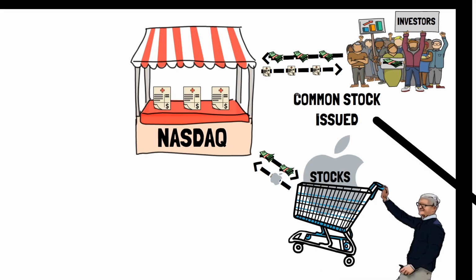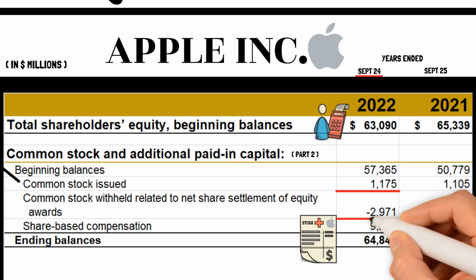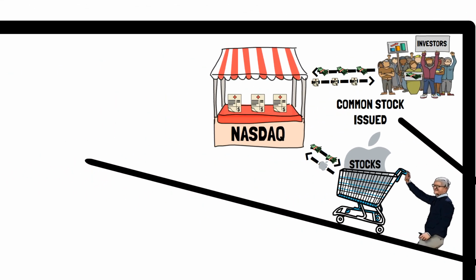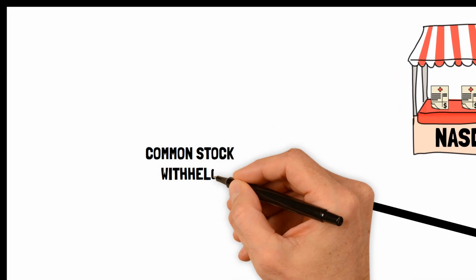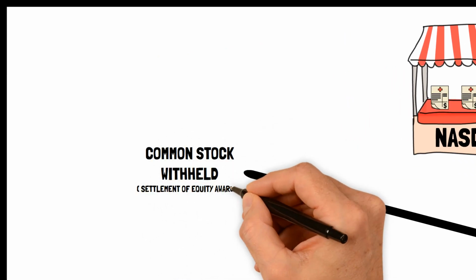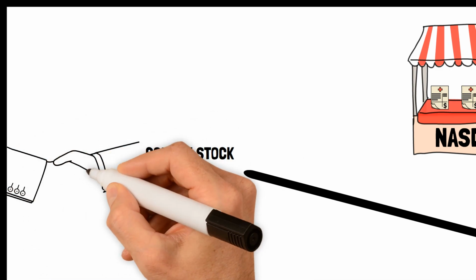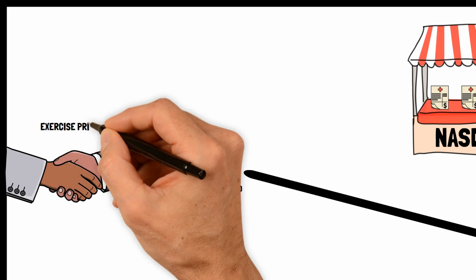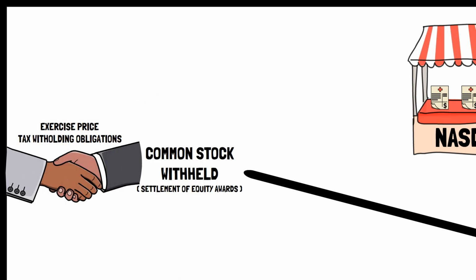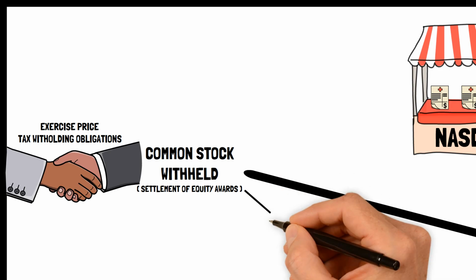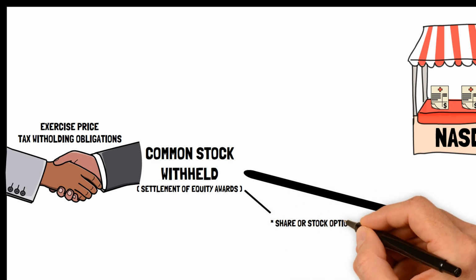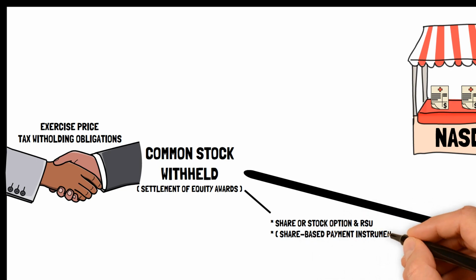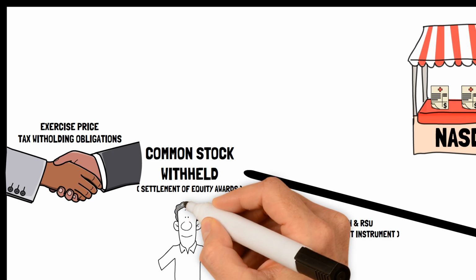The second row in Apple's shareholders' equity consists of common stock withheld related to net share settlement of equity awards. Common stock withheld related to net share settlement of equity awards refers to the shares of common stock that are withheld by the company to pay for the exercise price or tax withholding obligations that arise from the settlement of equity awards. This can include stock options, restricted stock units, RSUs, and other forms of equity compensation.